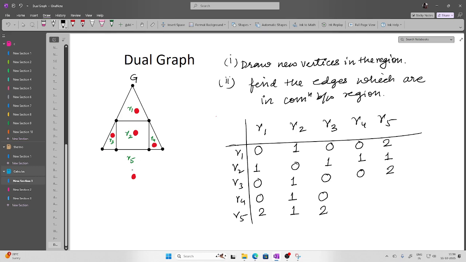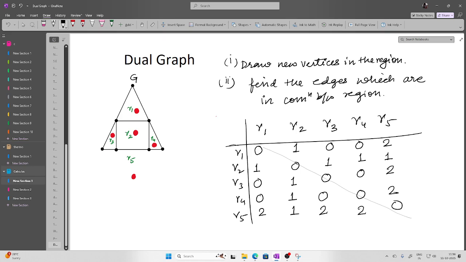This is R4, this is R5. It is sharing two edges. So this will be 2. Now R4, R4 is 0. So this completes your table. Because once you know R4, R5 is 2, R5, R4 will also be 2. And hence this diagonal will be 0.